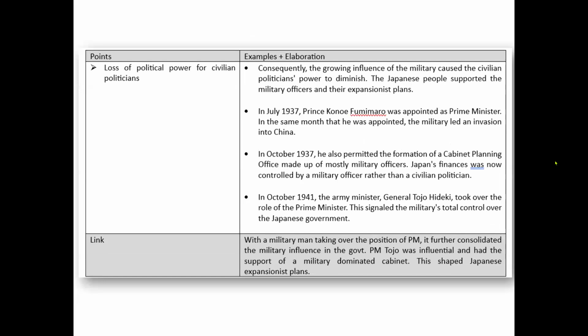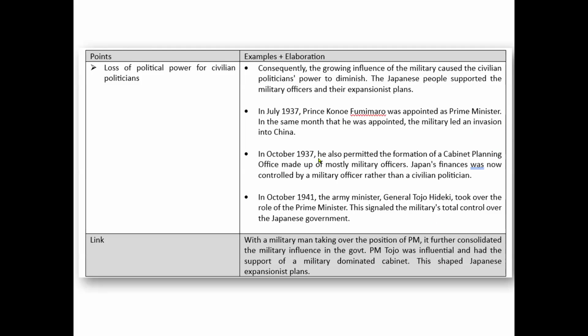Now, the civilian politicians, what happened to them? Totally gone, I wouldn't say, but they were really, really affected. Consequently, the Japanese supported the military officers, and Prince Konoe Fumimaro was appointed, and he was very much pro-military, and he allowed the army to lead an invasion into China, which was the Second Sino-Japanese War.